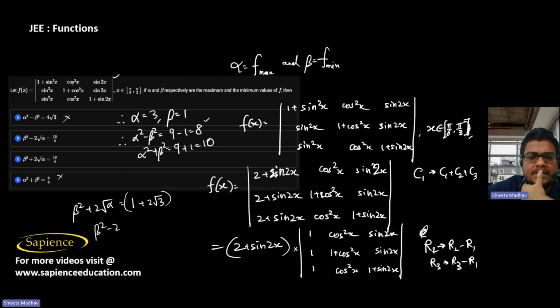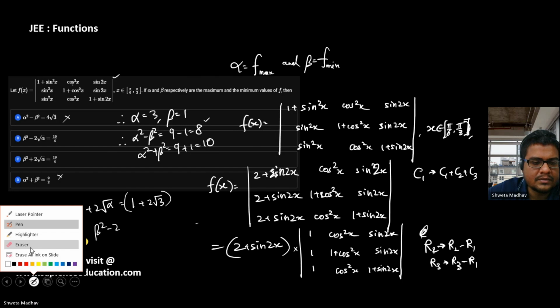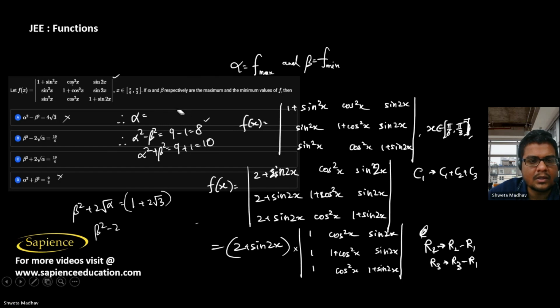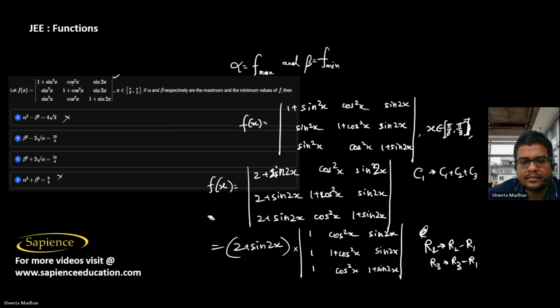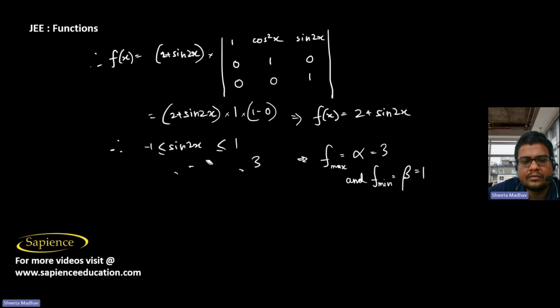Sorry, here actually this is wrong. Here actually the domain is not real numbers. The domain is from pi by 6 to pi by 3. Pi by 6 to pi by 3. This is wrong.